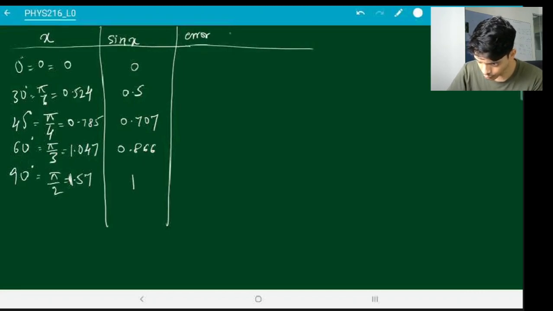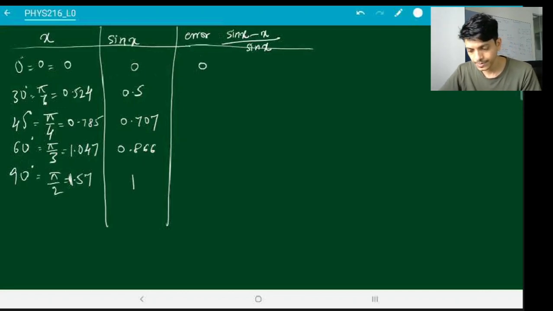So we've always been told that sine x is approximately equal to x. Let's see what is the error that we get when we do this, and the relative error. So we will divide this by the actual value of sine x. When x is 0, there is absolutely no error because sine x is exactly equal to x. But as the value of x increases, the difference between these two keeps increasing.